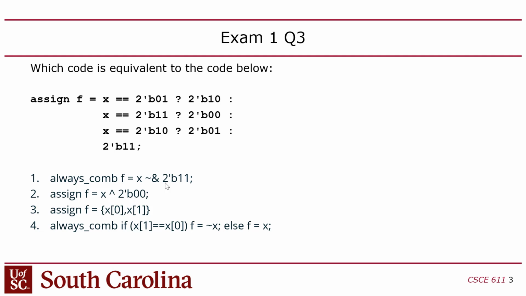Option 3 is reversing the bits of X, right? It's reversing the position of the 2 bits of X. And option 4 is complementing X, but only if the inputs are 0, 0, and 1, 1. The 2 bits would have to be equivalent, right? Any other questions?